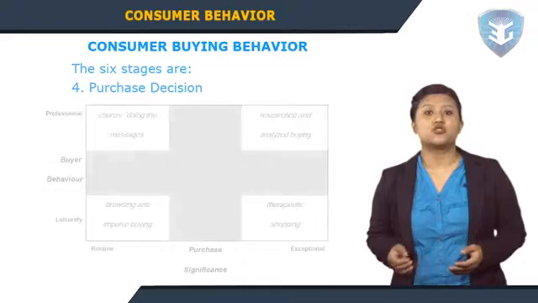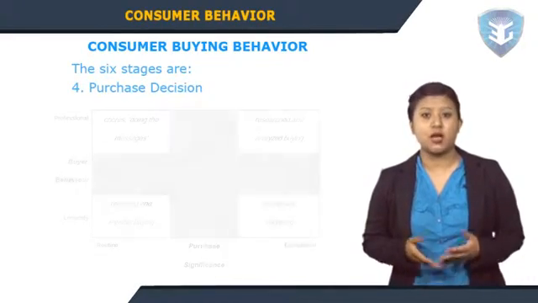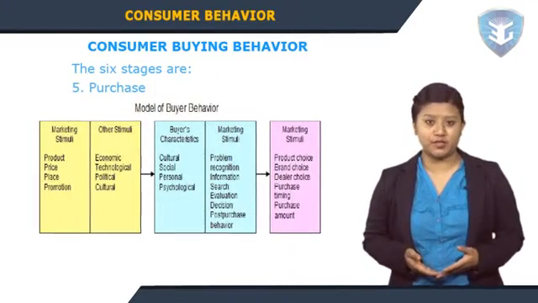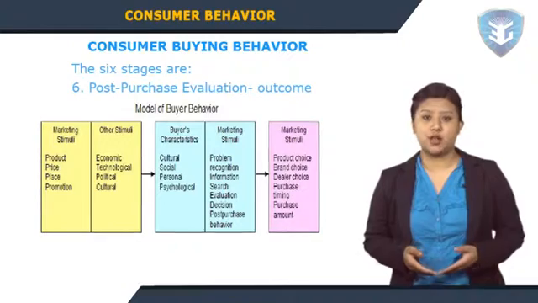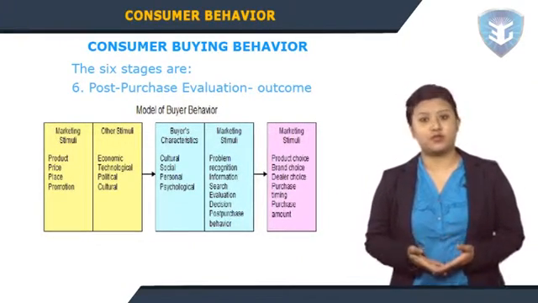Purchase decision: choose the buying alternative, which includes product, package, store, method of purchase, etc. Purchase may differ from decision due to the time lapse between stages 4 and 5, and product availability. Post-purchase evaluation: outcome, satisfaction or dissatisfaction, cognitive dissonance, whether it made the right decision.